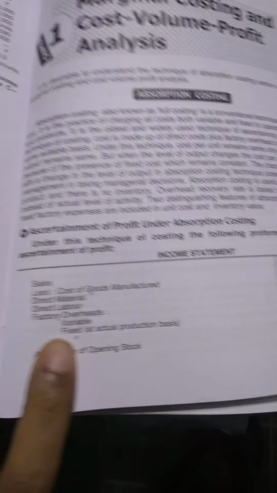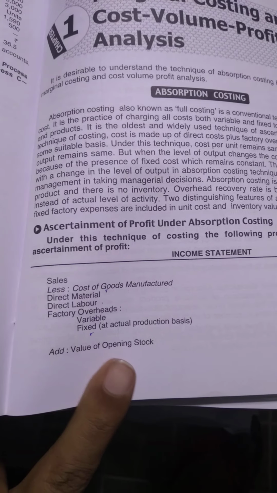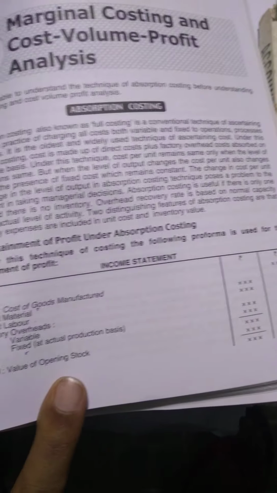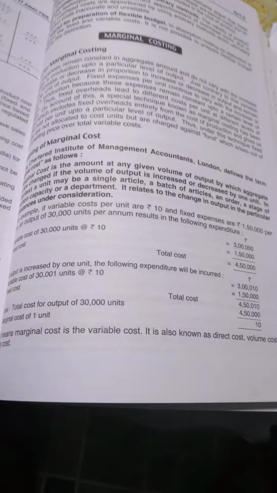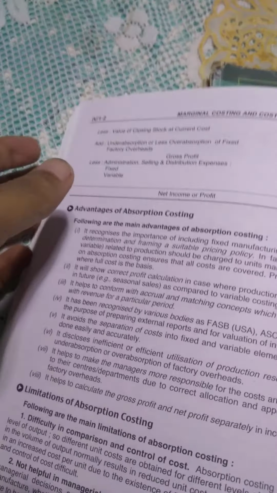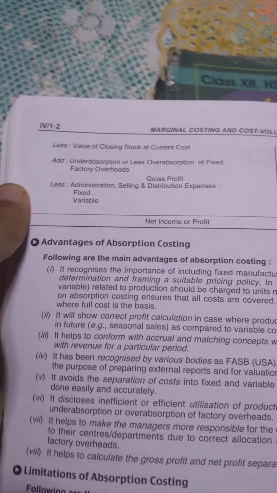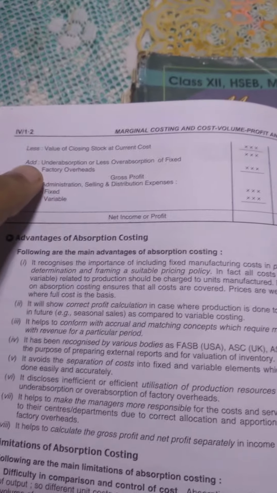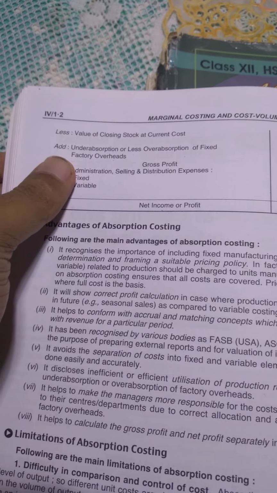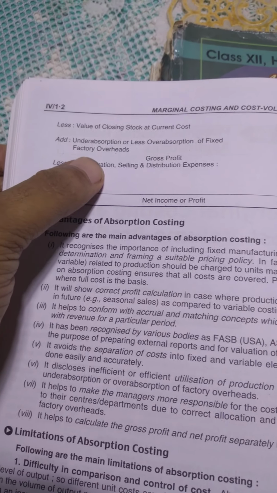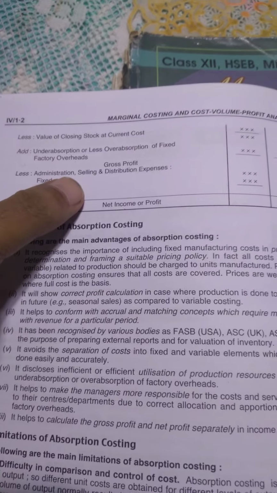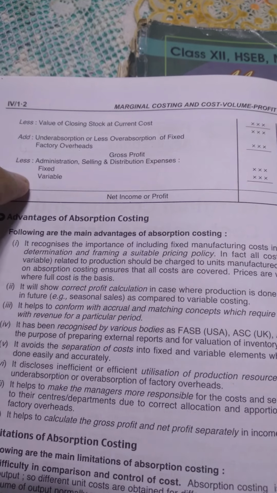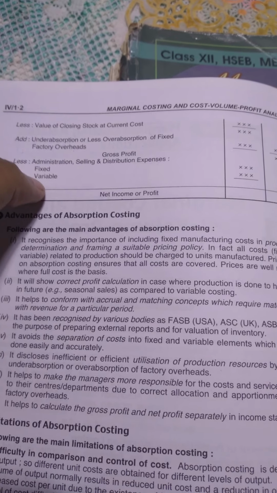After we get a value from sales minus cost of goods manufactured, with that we add the value of opening stock. Any opening stock will be added. Deduct the value of closing stock at current cost. Then on that value we add under absorption, or deduct over absorption of any fixed overheads. Then you will get gross profit. From gross profit, you will deduct administration, selling and distribution expenses, both fixed and variable.